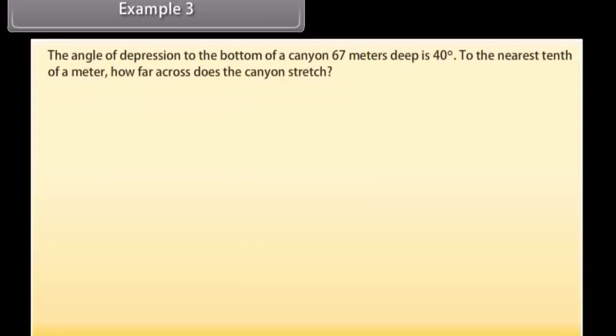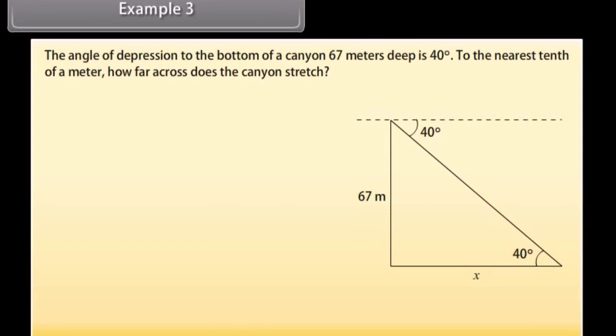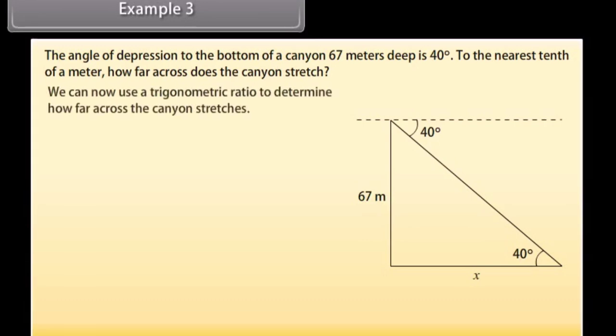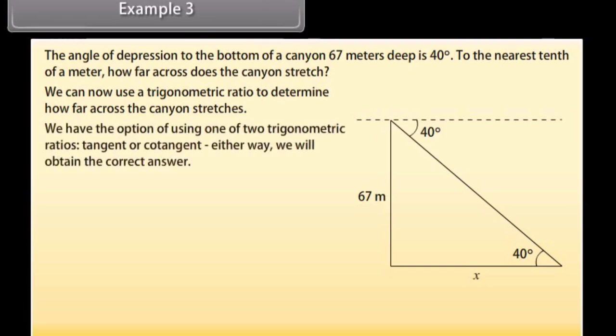Example 3. The angle of depression to the bottom of a canyon 67 meters deep is 40 degree. To the nearest tenth of a meter, how far across does the canyon stretch? Again, start by drawing a diagram. Remember, the angle is 40 degree from the horizontal. We can now use a trigonometric ratio to determine how far the canyon stretches. We have the option of using one of two trigonometric ratios, tangent or cotangent. Either way, we will obtain the correct answer.